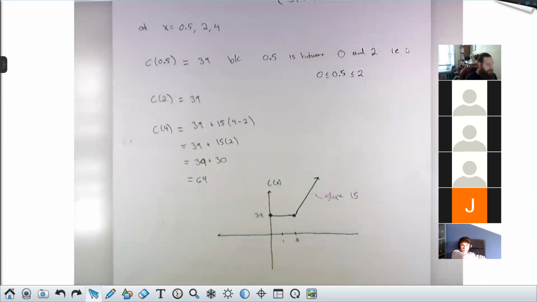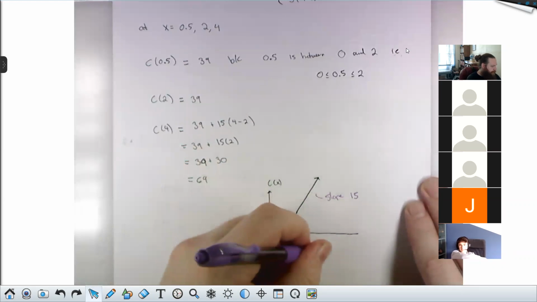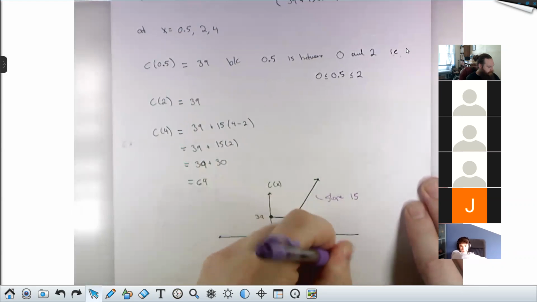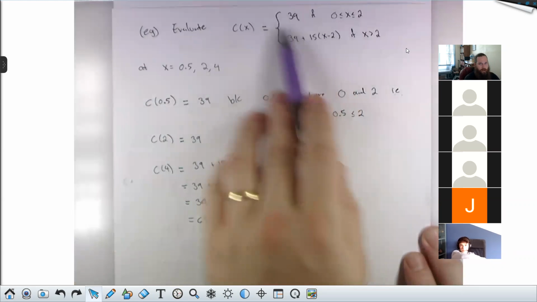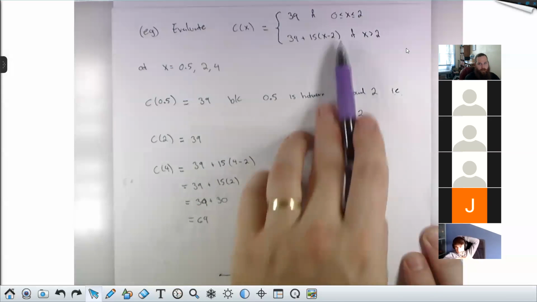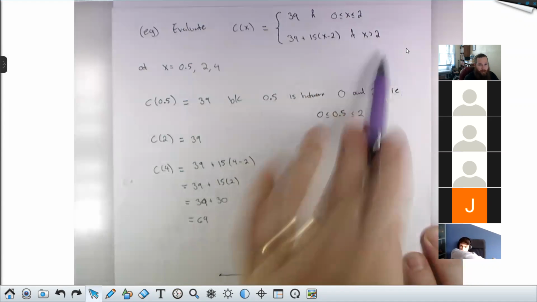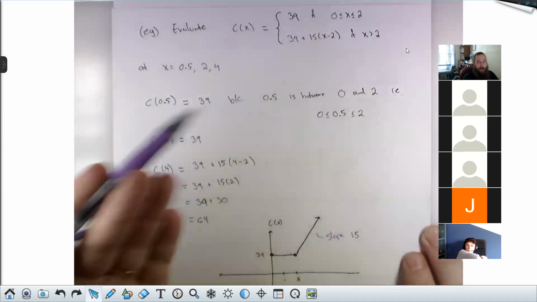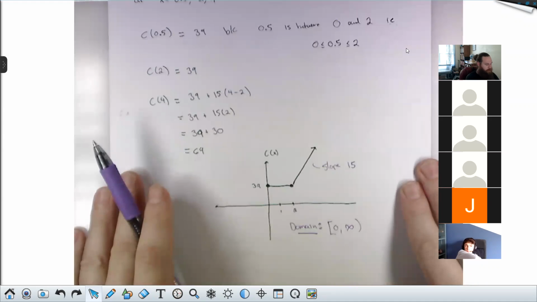For fun, the domain here. Sorry, I know I said that would be the last thing, but I just can't help it. The domain here would be 0 to infinity. I don't have anything that tells me what to do if I want to plug in an x that's smaller than 0. This tells me what to do if x is between 0 and 2. This tells me what to do if x is bigger than 2. But if I plug in x equals -1, I got nothing that tells me what to do. So -1, -1/2, -pi over 7, not in the domain. My domain is just 0 to infinity.